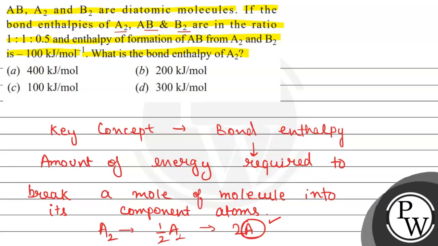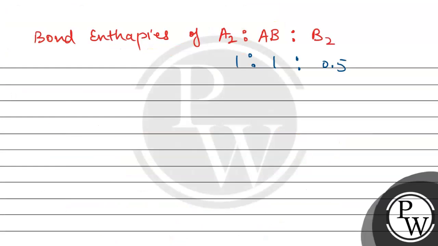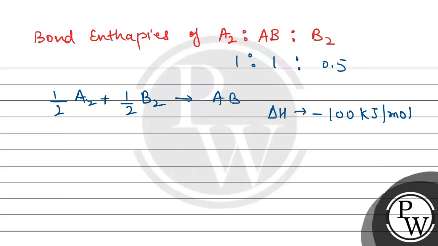And apart from this they have given us the enthalpy of formation of AB, और जो हमारे पास enthalpy of formation होता है that is the change in the energy required to form 1 mole of the substance. So सबसे पहले हम reaction लिखेंगे for that. Half of A2 plus half of B2 leads to the formation of AB. So ये हमारे पास reaction रहेगा जिसके लिए the enthalpy of formation is given as minus 100 kilojoule per mole in the question.